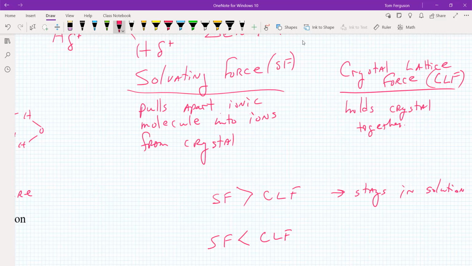So when we dump those two solutions together, we're having two new combinations, and either one of those could produce a solid. Both of them could, or one or the other, if the crystal lattice force is stronger than the solvating force. Solvating force is temperature dependent. Crystal lattice force is not.